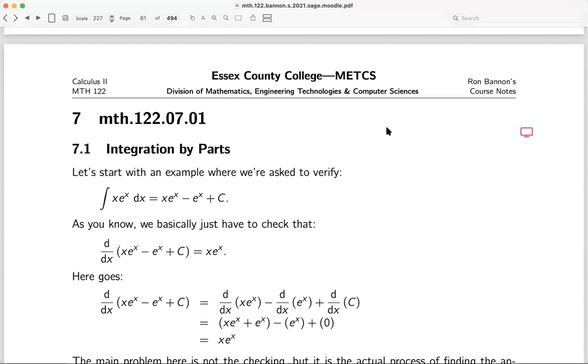Okay, we're in section 7 of the notes. It's integration by parts. This is the lecture portion of the notes. What we're going to do is have a short lecture. We'll explain what integration by parts is. The bottom line, though, for a lot of students, it's not telling them what integration by parts is. It's showing them through examples.